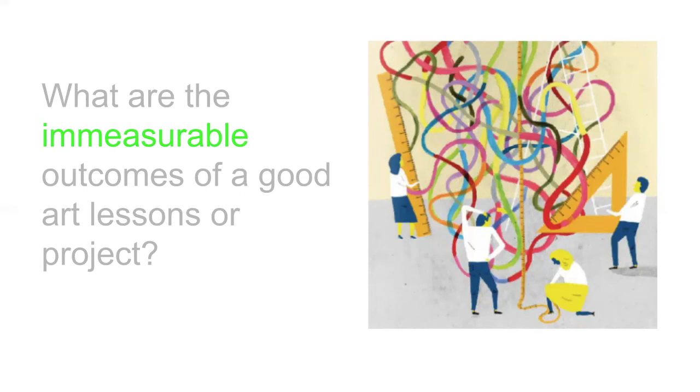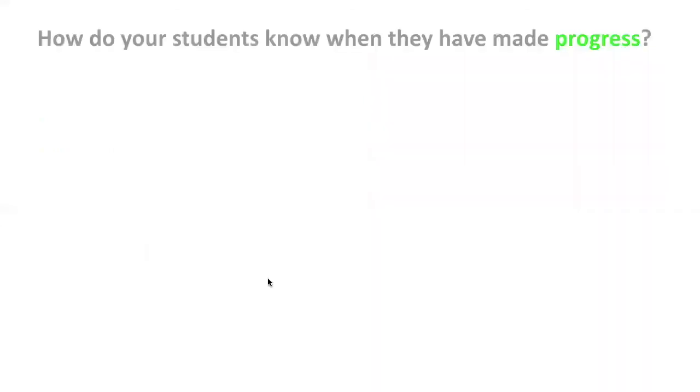And one way that we might start to collate and think about those immeasurable benefits and outcomes is through pupil feedback. So talk to your students about what they like about art and design as a lesson, how they feel, ask them how they know when they've made progress. How do they know when they've made progress? You might get some interesting feedback.